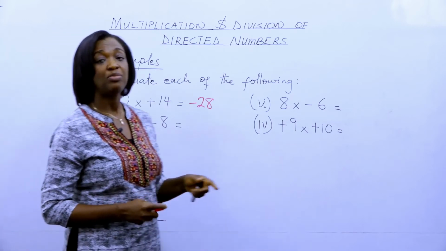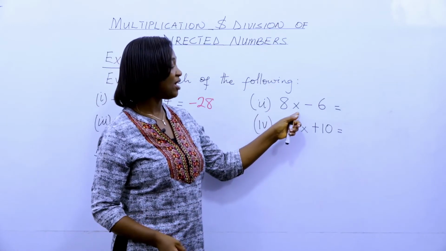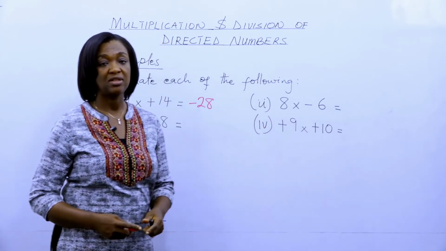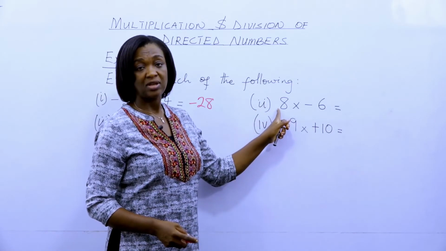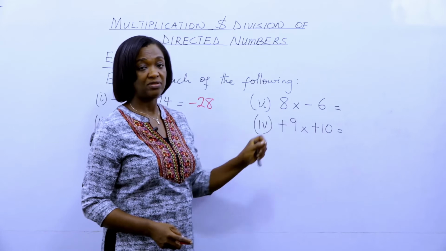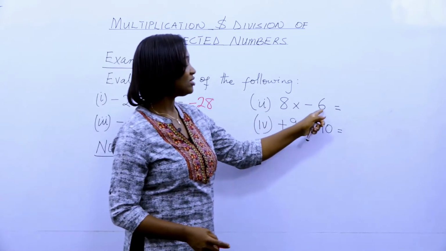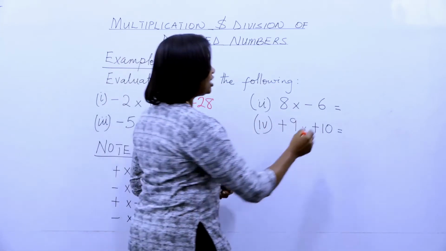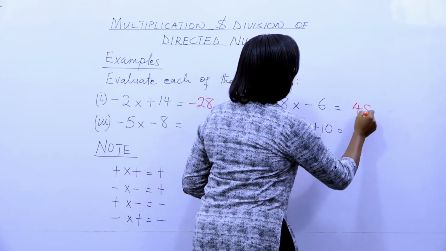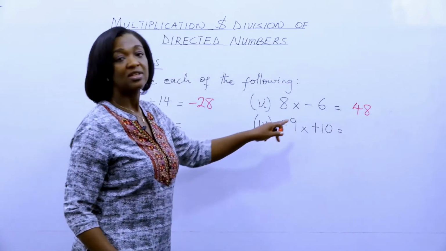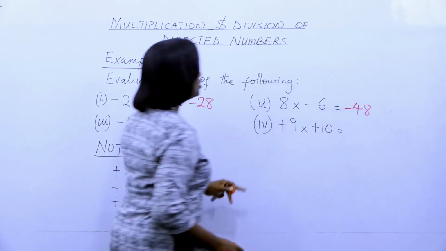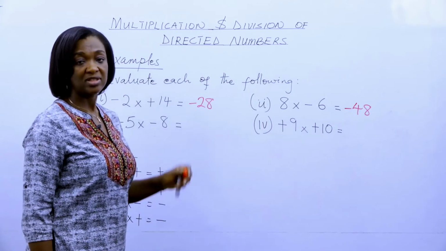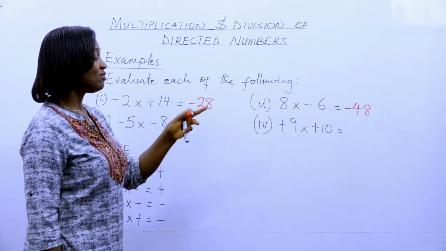For the next example, we have 8 times minus 6. The 8 here does not have a sign in front of it, but that implies that it is positive. And 8 times 6 is 48. And minus times plus is a minus. So 8 times minus 6 is minus 48.